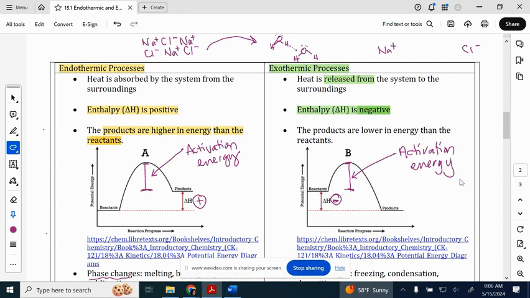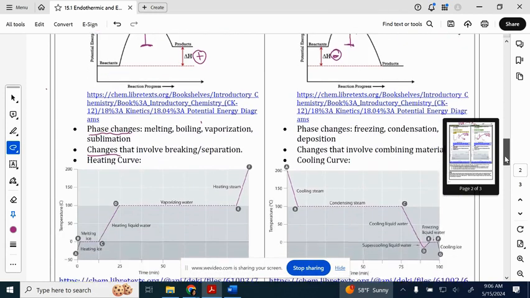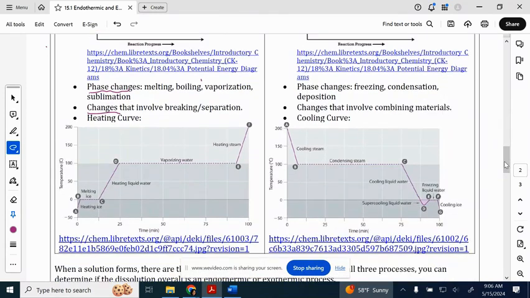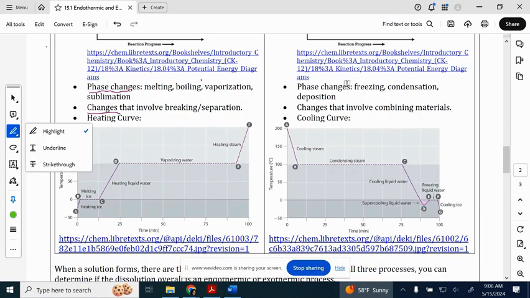All right. Keep going down here. Phase changes are going to be, oops, that's an eraser. That's a highlighter. That's what I want. Phase changes are going to be your freezing, your condensation, and your deposition. This is where it goes straight from a gas to a solid, like the frost on your windshield.